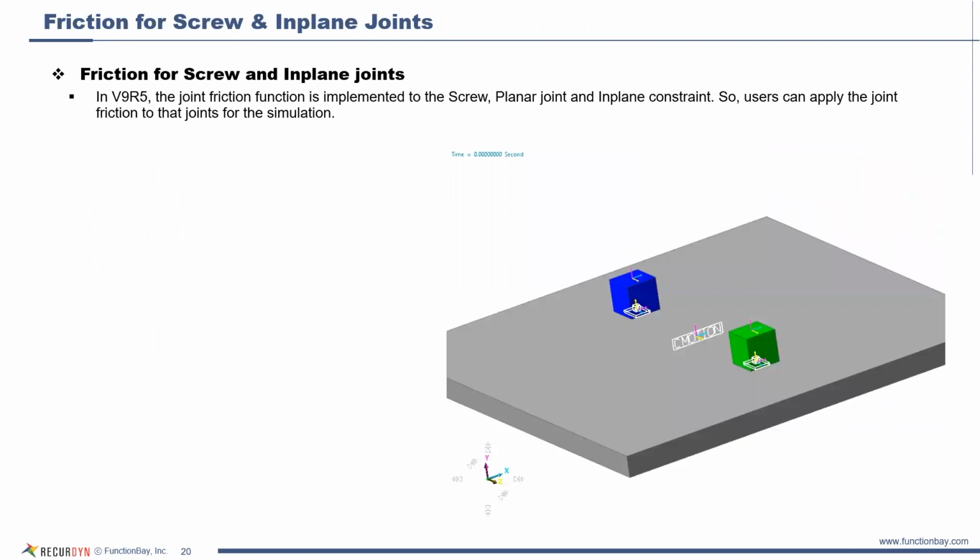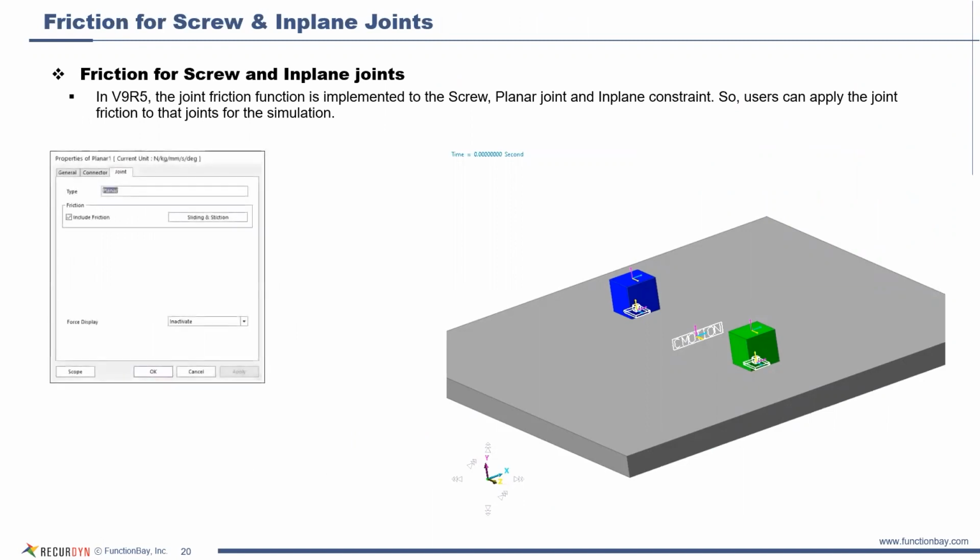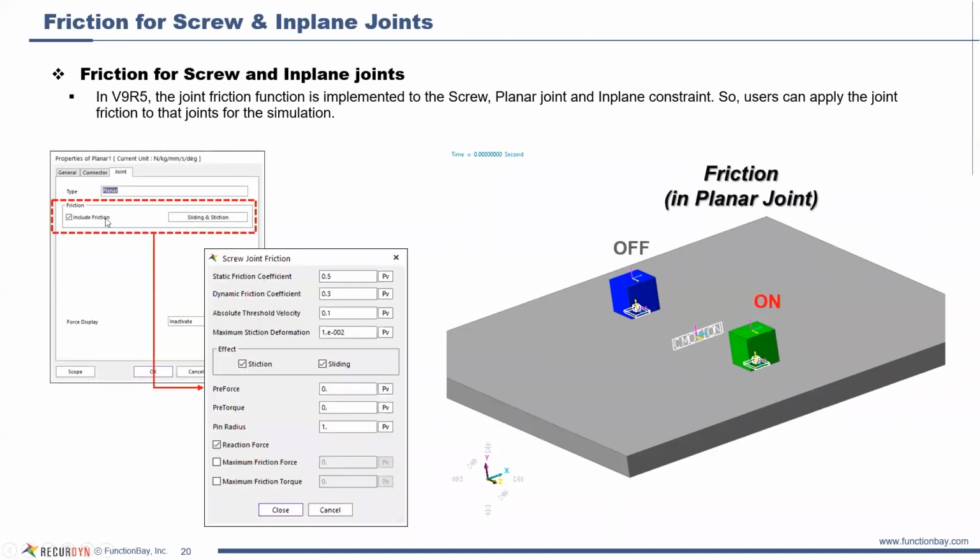The next enhancement is that friction has been added to screw and in-plane joints. And this is what the dialog looks like. You can now include friction for the planar joint. And if you click on this sliding restriction button, it'll bring up the different friction parameters that you can adjust.